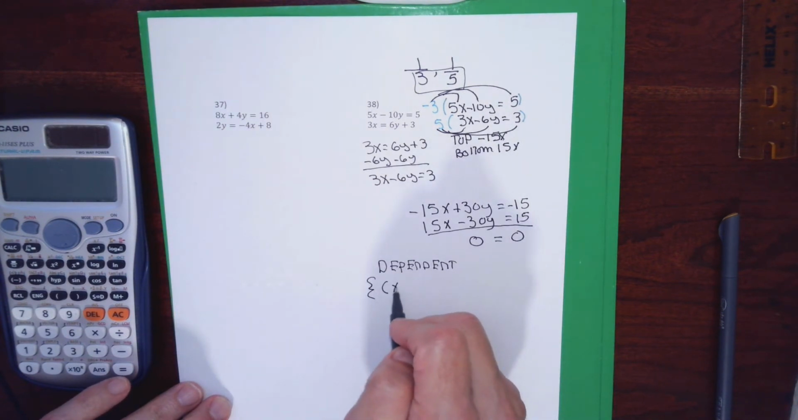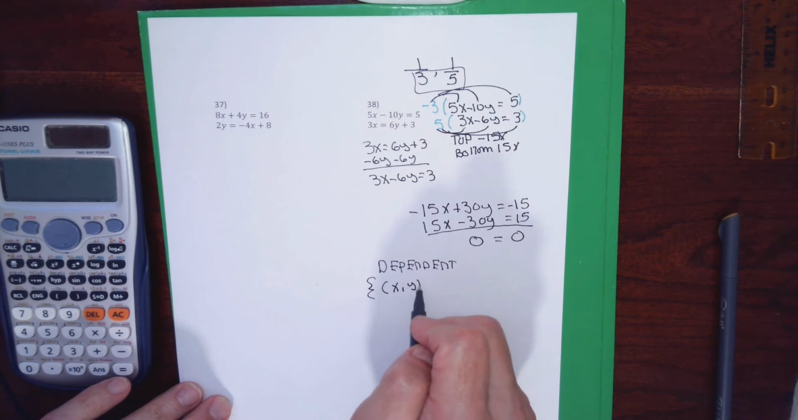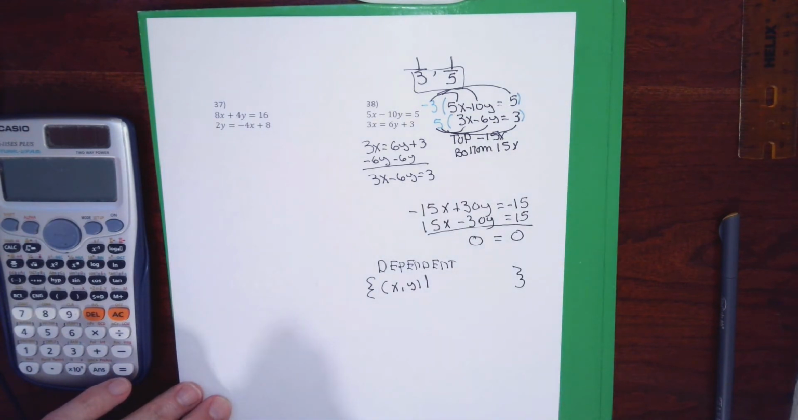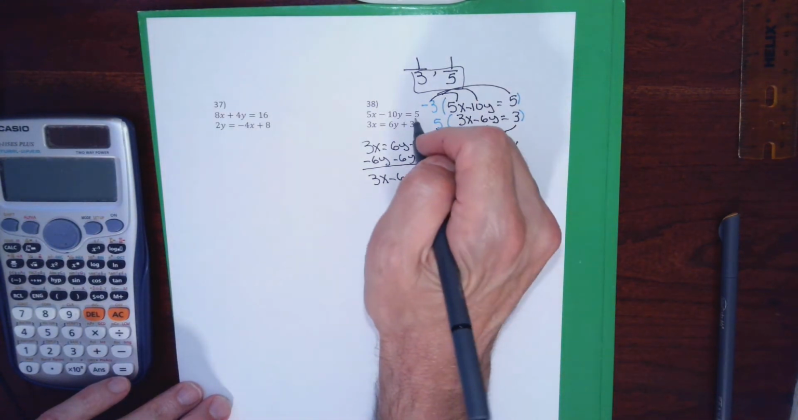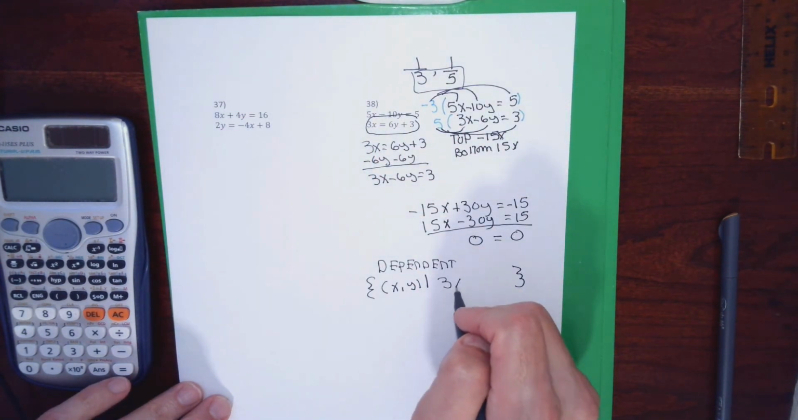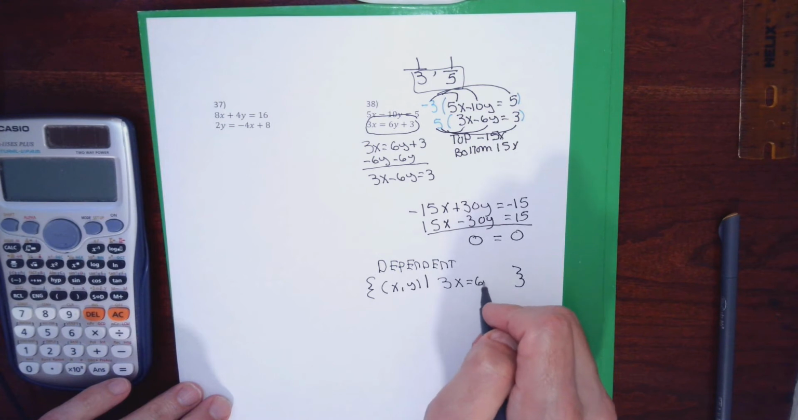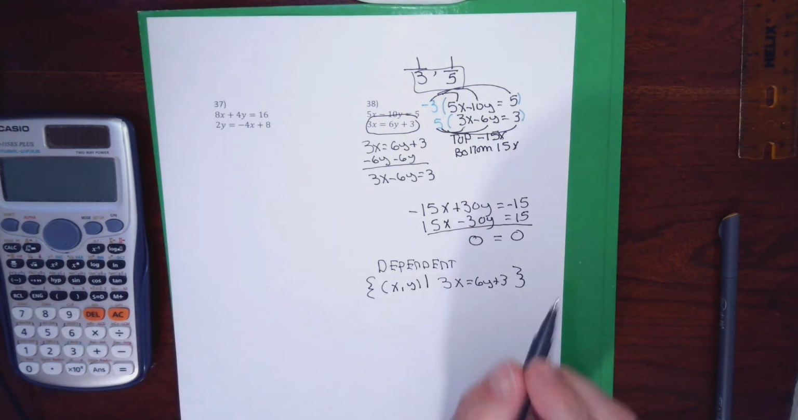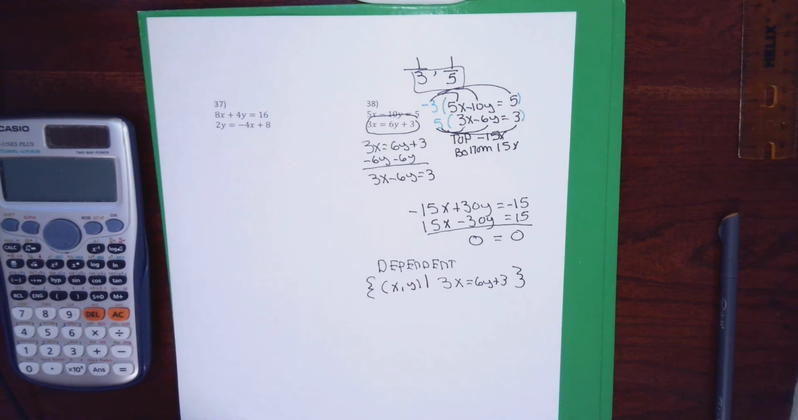Anytime the variables drop out and you get a true statement, this is the shell of your answer, and then you take any equation in this problem that you care to write and put it after that vertical bar. This would tell somebody that knows mathematics how to generate any solution. You give me a number for x, I could find a y and create a point that works in each of the equations.